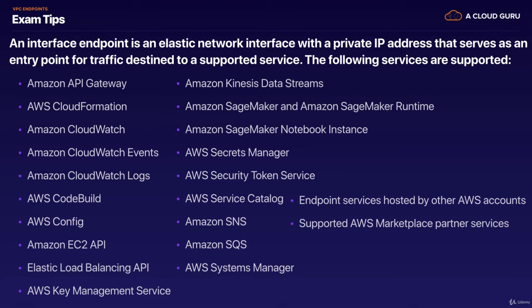So this is an elastic network interface, or an ENI, with a private IP address that serves as an entry point for traffic destined to a supported service. The following services are supported. I'm not going to read them all, but basically a whole bunch of services are supported, and there's probably going to be more and more added throughout 2019 and 2020. Again, don't worry, you're never going to be quizzed on which services are supported, but what you need to know is you basically attach an ENI to an EC2 instance, and that will essentially allow you to communicate to these services using the Amazon internal network. They don't need to then traverse the internet.